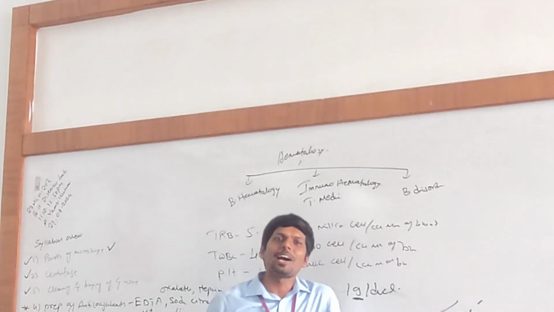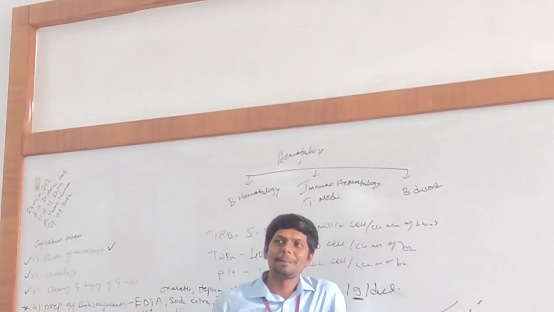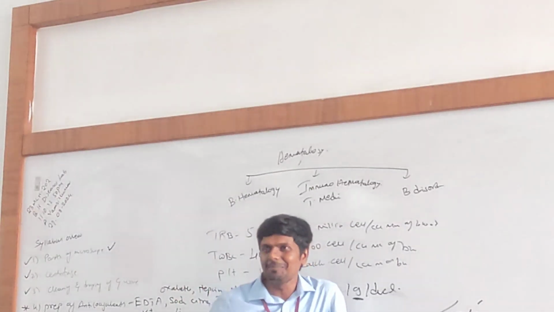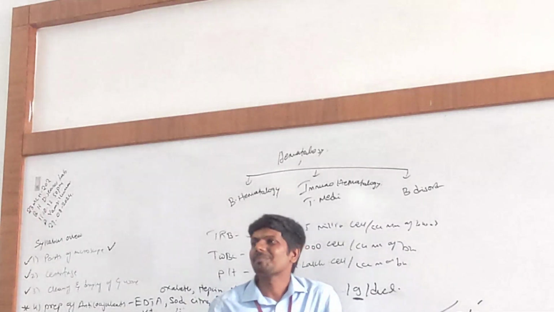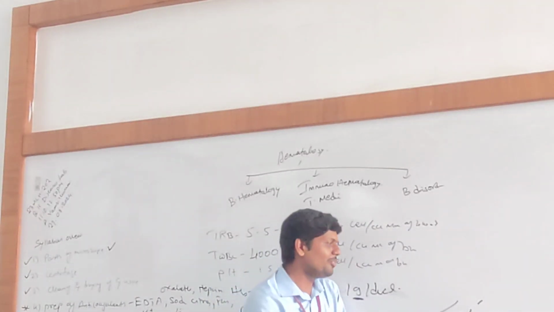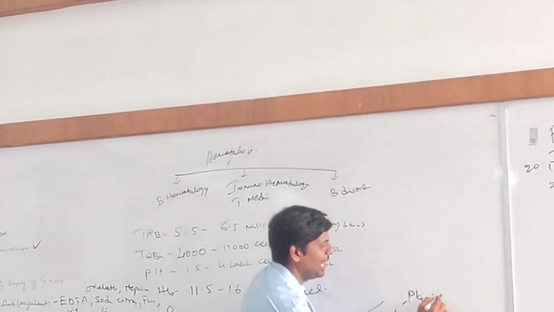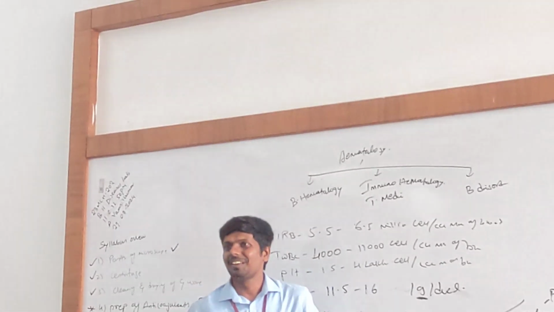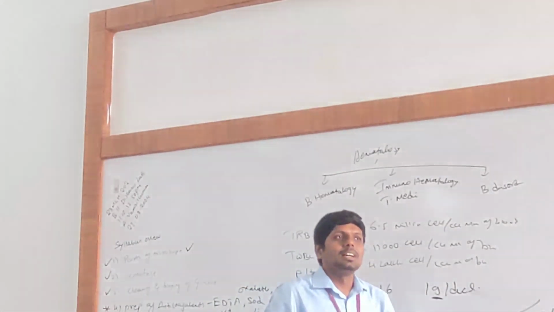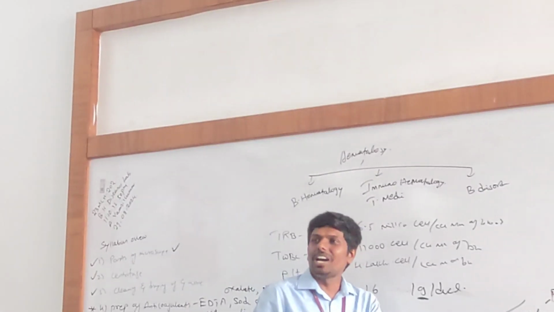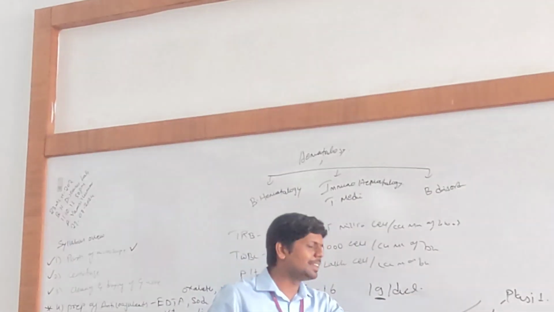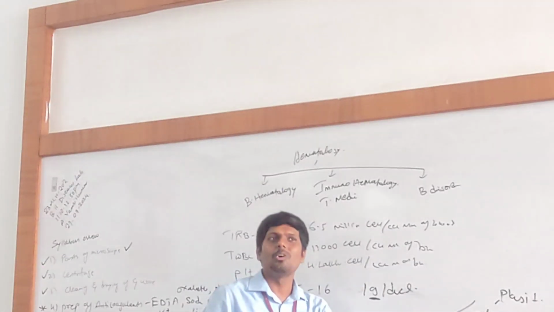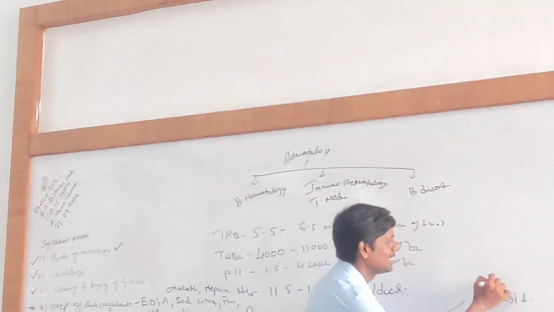Mosquito. Now tell me the parasite. Malaria parasite, very good. What is the parasite name? The parasite that causes malaria. Falciparum, okay. Plasmodium falciparum, Plasmodium ovale, Plasmodium vivax.